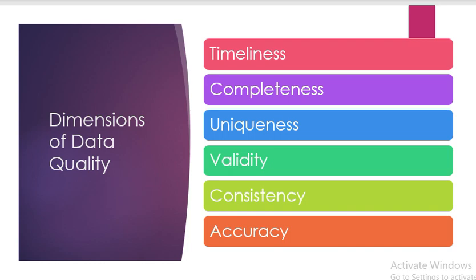All right. So how will you decide the quality of data? To decide the quality of data, we have six main dimensions that are mentioned here. One is timeliness, second is completeness, uniqueness, validity, consistency, and accuracy. So the first point is timeliness. Based on the timeliness of the data, meaning the time at which the data is collected, we decide its quality.